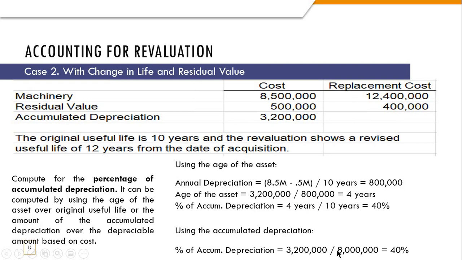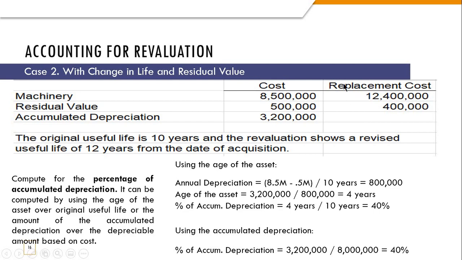Okay, 'di ba? Yung depreciable amount natin dito is 8 million. That is just for purposes of, okay, ang 8 million that's 8.5 million minus 500,000 na original residual value. That's just for purposes of computing the age of the asset. Kasi yan naman talaga yung ginamit natin when computing the accumulated depreciation. Cost method pa yung ginamit natin.